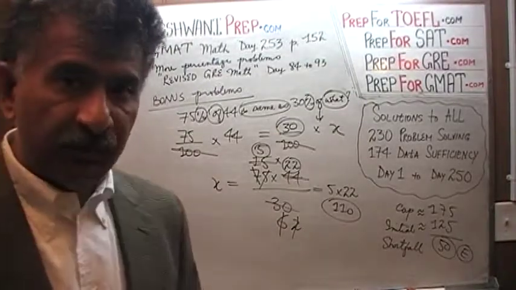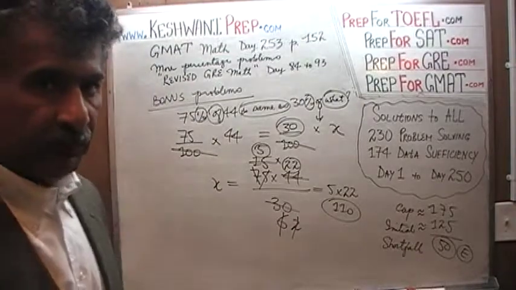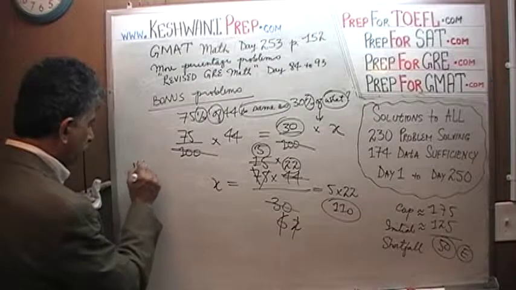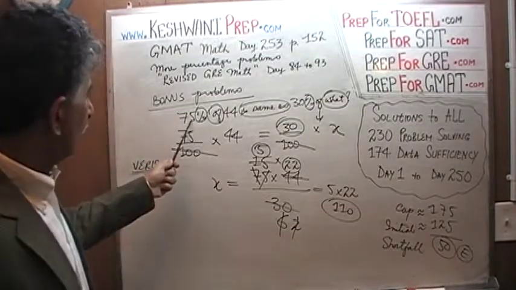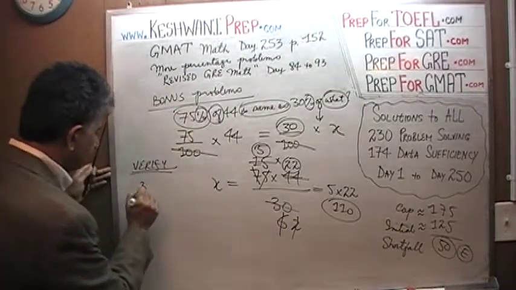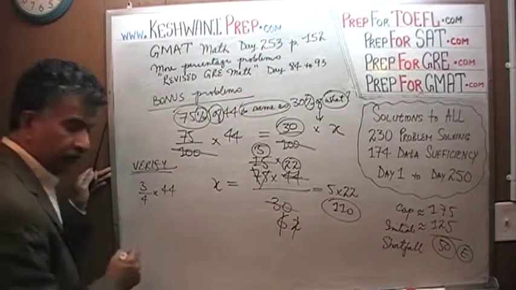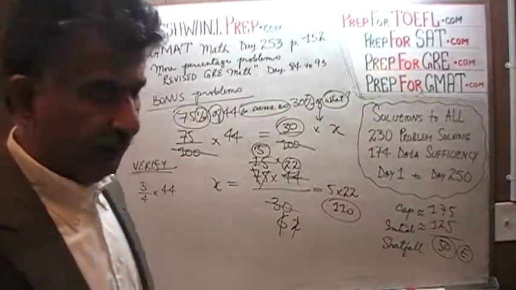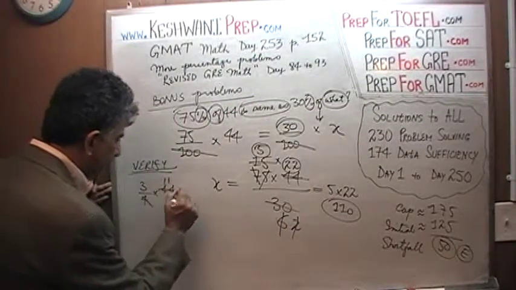Now what we're going to do at this point is take a couple of seconds and quickly verify our answer. It only takes a few seconds to verify our answer. We can verify right here if you like. We are told 3/4 of 44. You see 75%, 75% is 3/4. How much is 3/4 of 44? Well, 1/4 of 44 is 11 obviously. 3/4 is 33, 11 times 3.